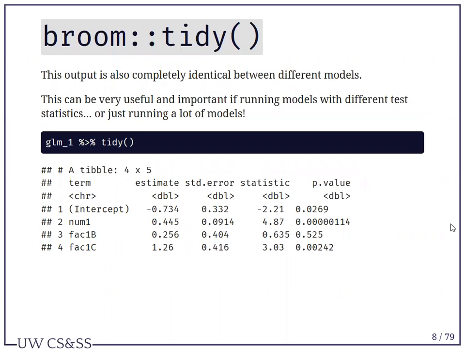This output is also completely identical between models. This can be very useful and important if running models with different test statistics, or running a lot of models, or if you like to make ladder plots or ROC plots, and you want to be able to use the same code for different models and different sets of data.